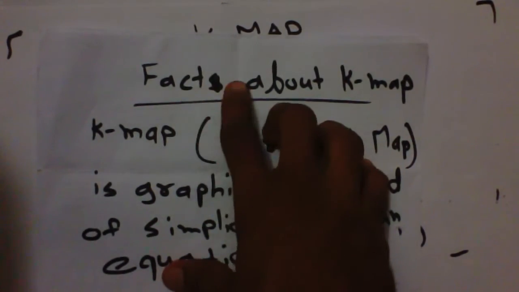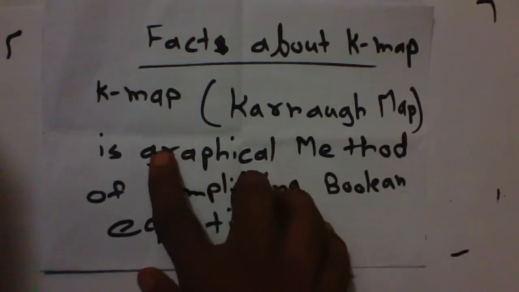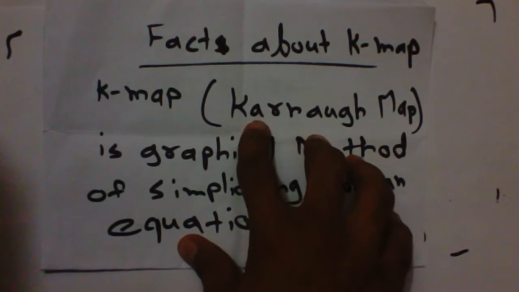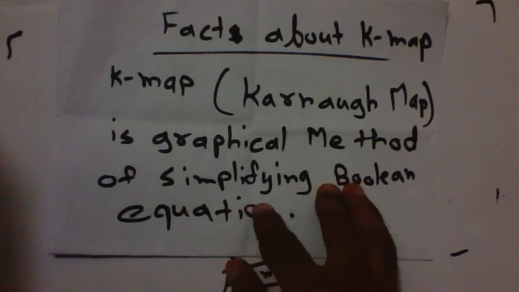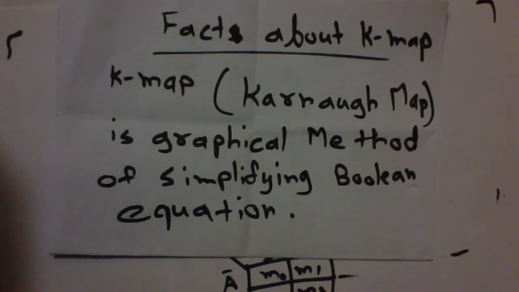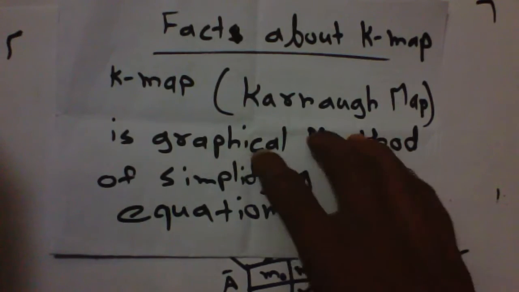I have not facts, only one fact. K-map is actually known as Karnaugh map. It is a graphical method of simplifying Boolean equations. Means we can simplify those huge Boolean equations using K-map in a simple way.